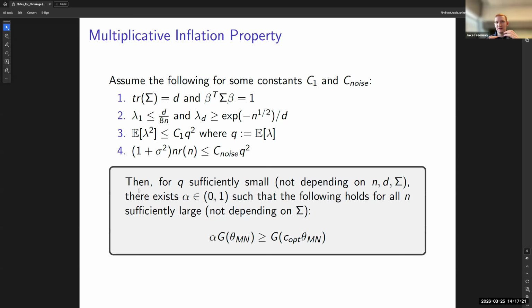When we have these assumptions, we can find this alpha that's strictly less than 1, where our optimally scaled theta mn beats the scaling on the generalization error of just the regular theta mn. And obviously this does not vanish in the limit. You can think of this as changing the scale of a rate.